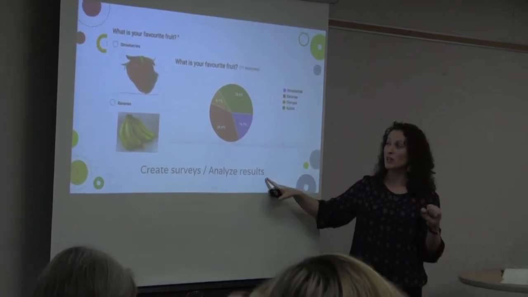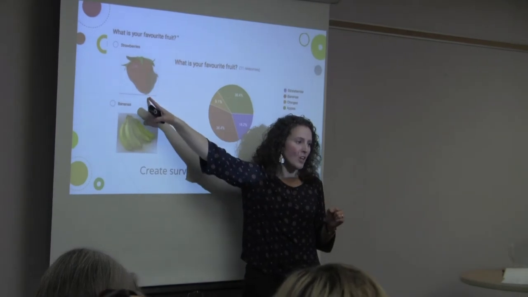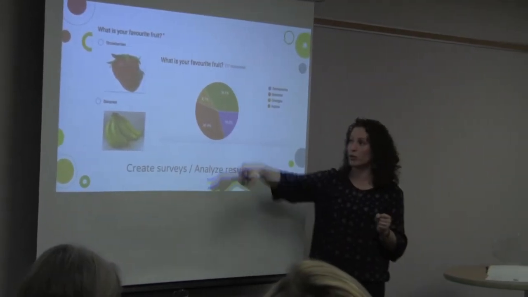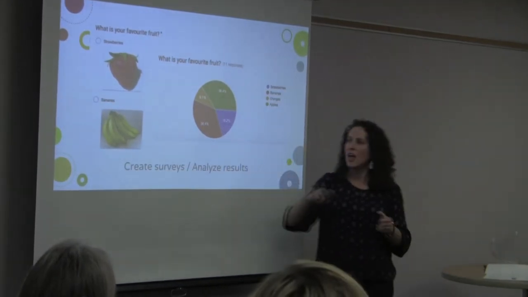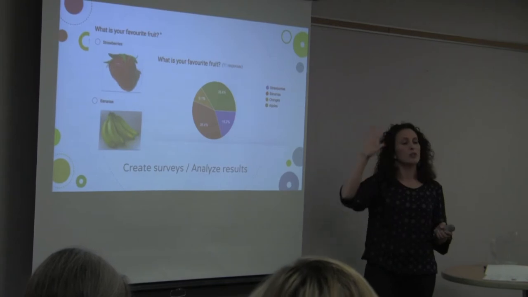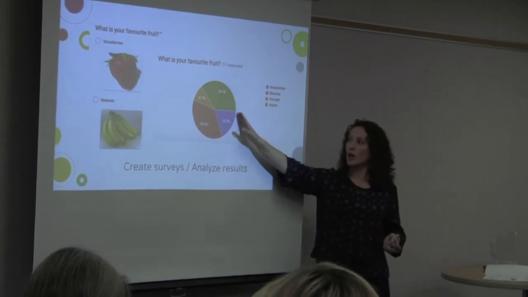Forms is a really great one because now you can add pictures. So now you can get early primary doing it. You can ask them a question, what is your favorite fruit? Strawberries, bananas, and apples. They can just click on one. Now you've looked at your forms, and on your response sheet, you've now created a pie chart.